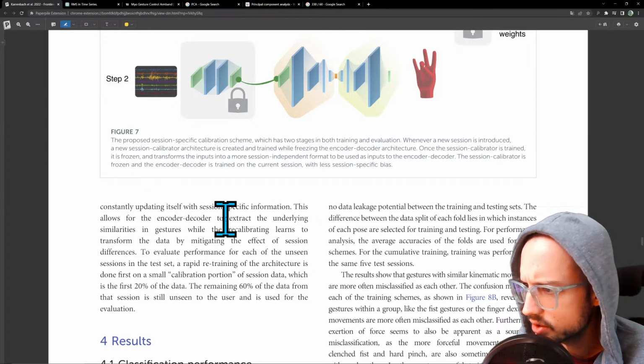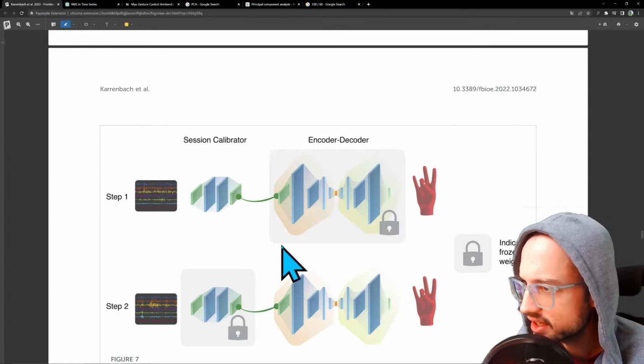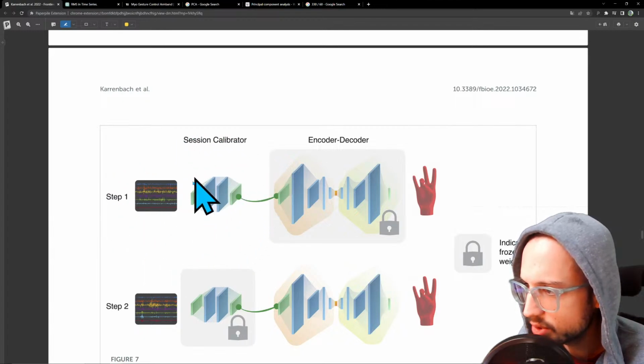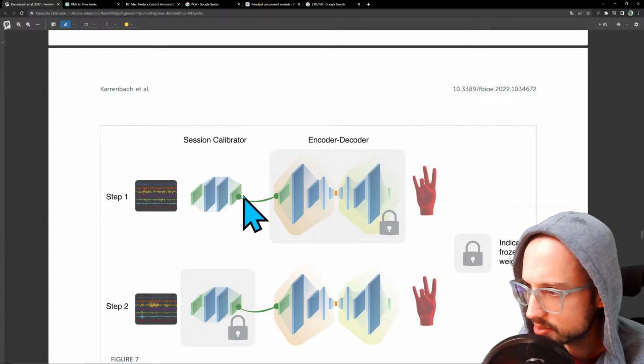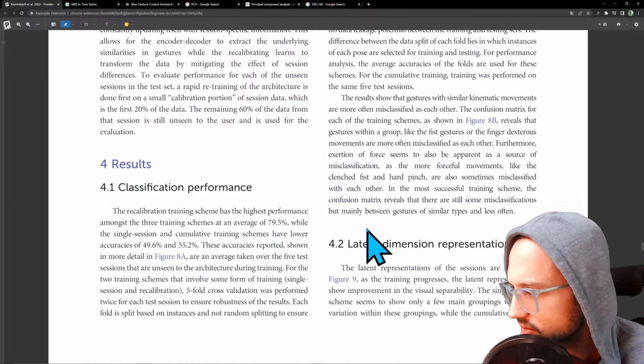This allows for the encoder-decoder to extract the underlying similarities, while recalibrating learns to transform the data by mitigating the effect of session differences. Okay, so I guess when they're pushing the gradients back, they're using different sessions. So basically what they're hoping is that this session calibrator learns some kind of way to make this 8-channel signal here a little bit less session specific. But I feel like you could have just taken this and put it as part of this architecture and it would have been fine. I don't think it needs to be its own separate part.